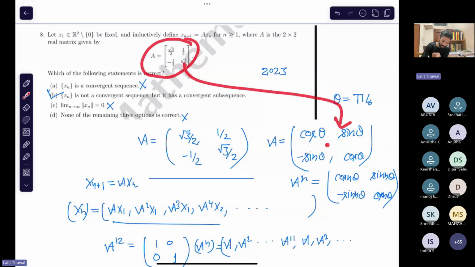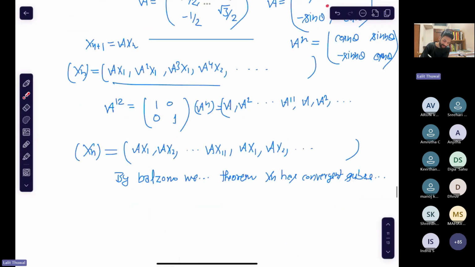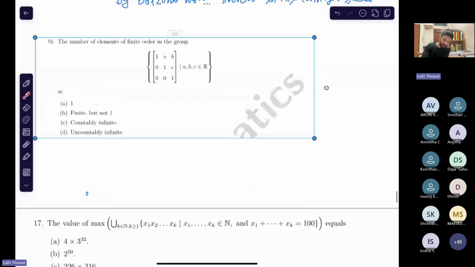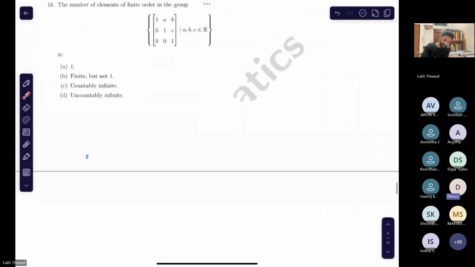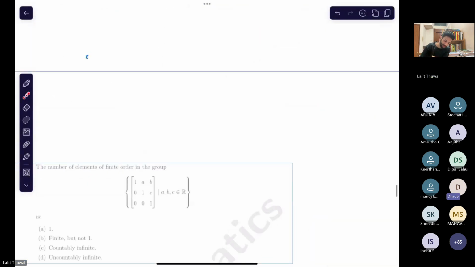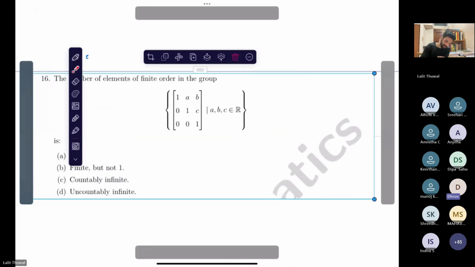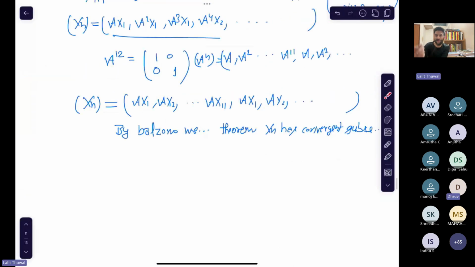So now let's go to the next question. This is one of the questions from TIFR 2024. In this question, when we had to find the convergent subsequence, could we consider all the AX? Because after A¹², it is looping back. Right, we don't need to. Yes, that's good. You can just take this sequence.